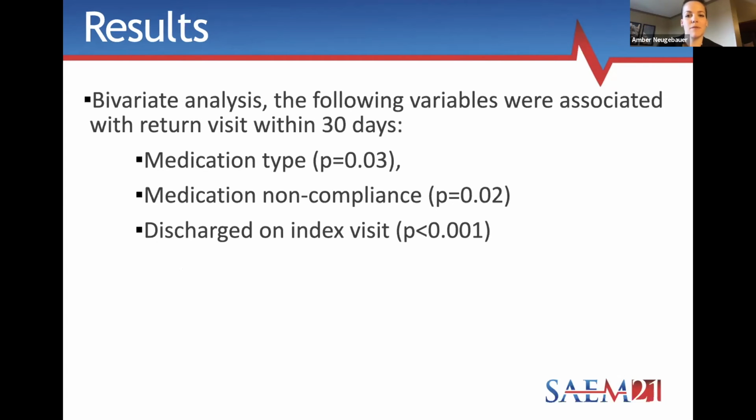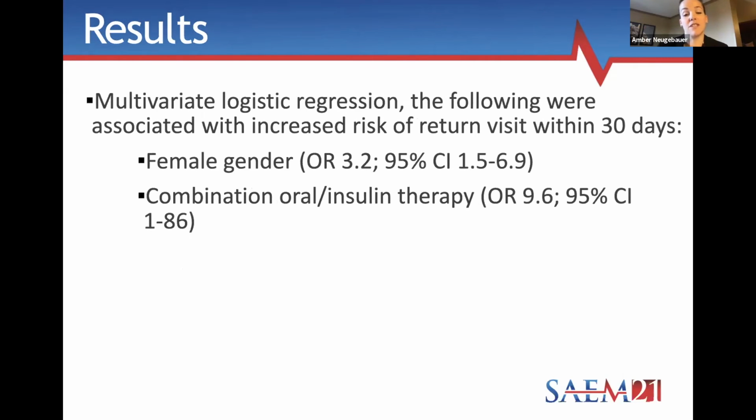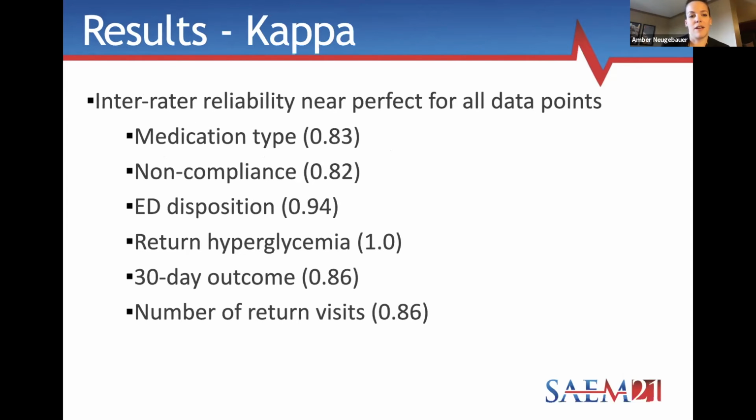In bivariate analysis, the following variables were associated with return visits within 30 days. This included medication type, medication noncompliance, and discharge on initial index visit. Multivariate logistic regression found the following were associated with increased risk of 30-day return visits: female gender and combination oral and insulin therapy. Interrater reliability was nearly perfect for all data points, a few of which included medication type, medication noncompliance, ED disposition, return for hyperglycemia, 30-day outcomes, and number of return visits.